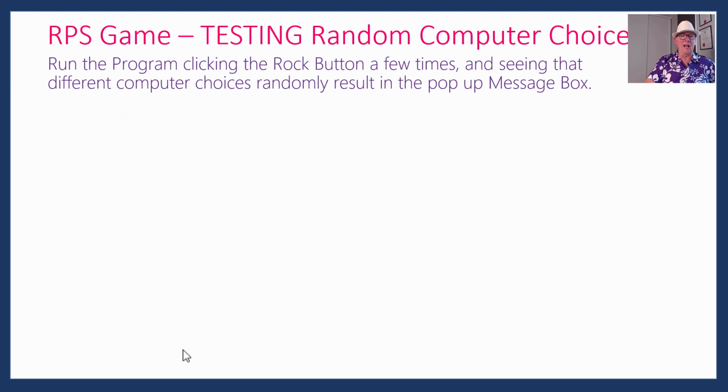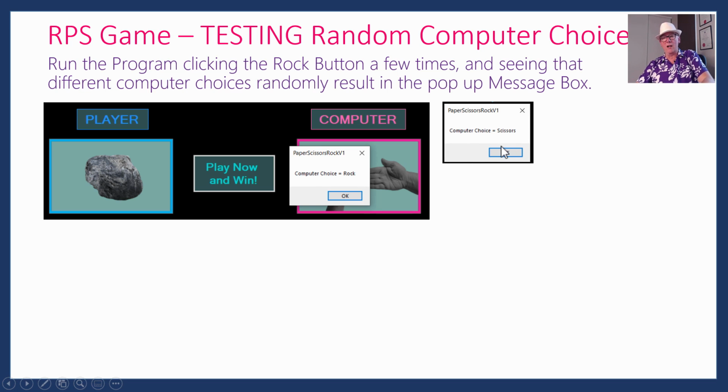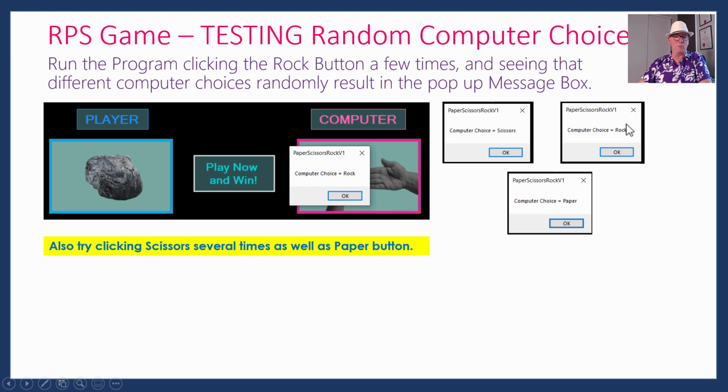So when we test that, what happens is the player obviously clicks the rock button there because they got a rock picture put in, and we get a little message here that the computer, well, it's actually chosen rock as well. So that's interesting. It's going to be a tie game. Run it again, the computer chose scissors. Run it again, the computer chose rock. Run again, the computer chose paper. So the random numbers seem to be working. The computer's choosing different things each time we run the program.